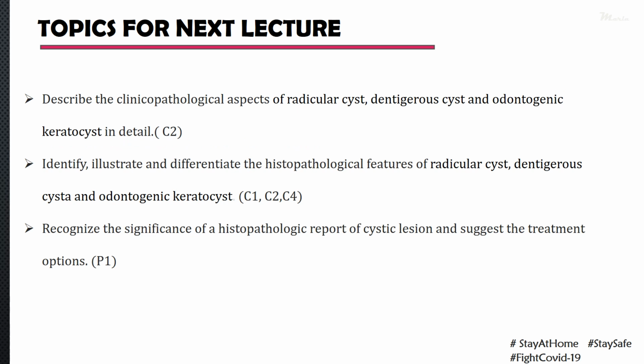In part 2 of this lecture, that is the next lecture, we will be describing the clinicopathological aspects of radicular cyst, dentigerous cyst, and odontogenic keratocyst in detail. We will be able to identify and illustrate the histopathological features of radicular cyst, dentigerous cyst, and odontogenic keratocyst, and we will also be able to recognize the significance of a histological report of such cystic lesions and suggest the treatment options.